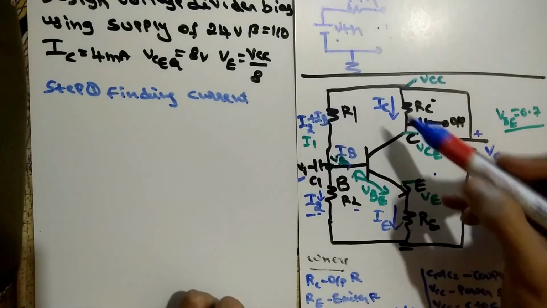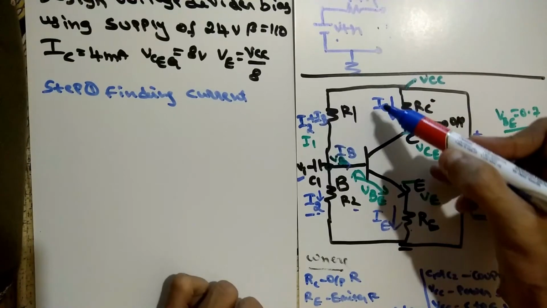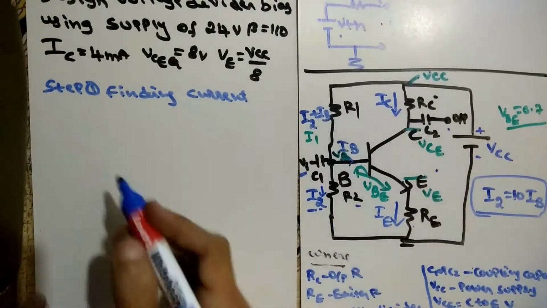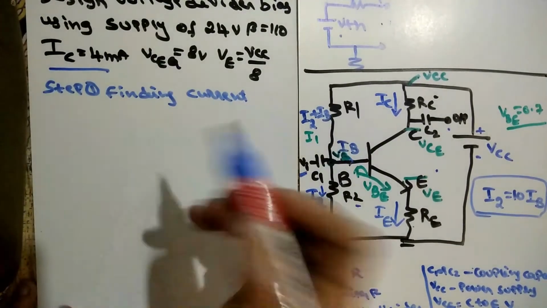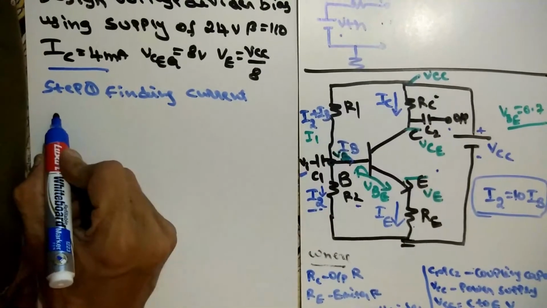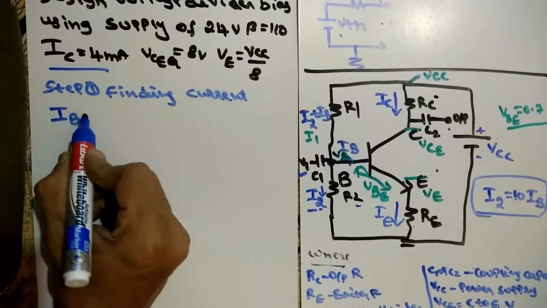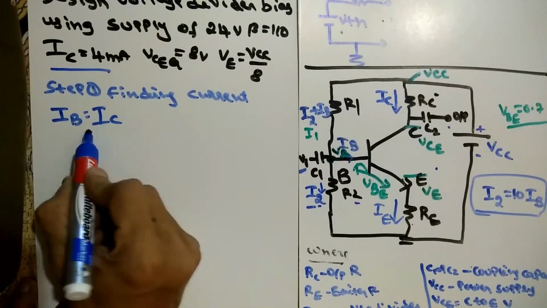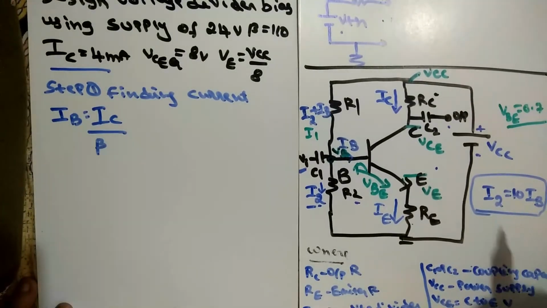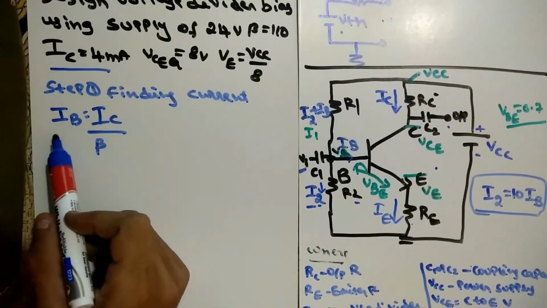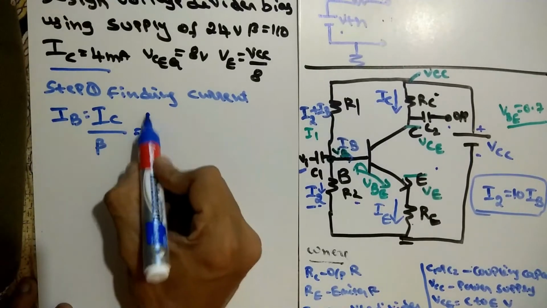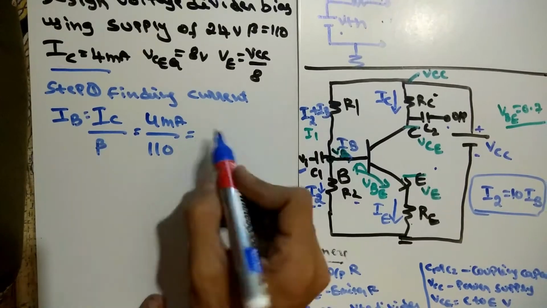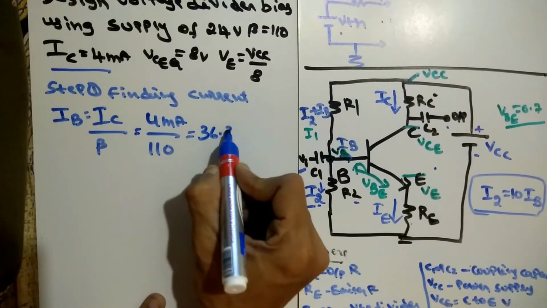If you see the circuit, we have a total of 5 currents, that is IC, IE, IB, I2 and I1. Here IC is given, so we already know that current. So go for the IB current. IB is nothing but IC by beta, from the formula beta is equal to IC divided by IB. So IC is 4 milliamp divided by beta 110. Simplify it, and you will get IB equal to 36.36 microamp.